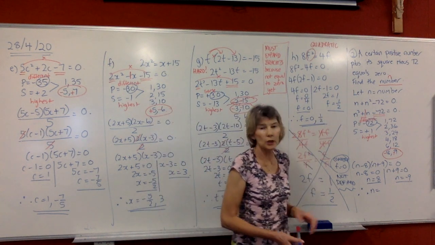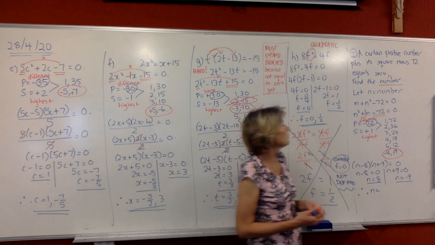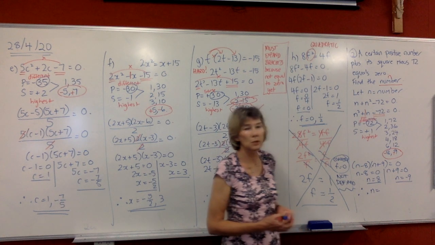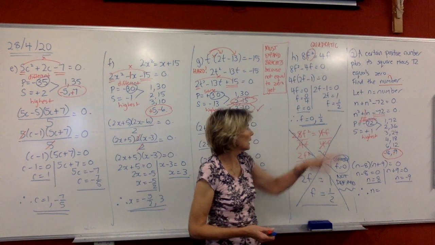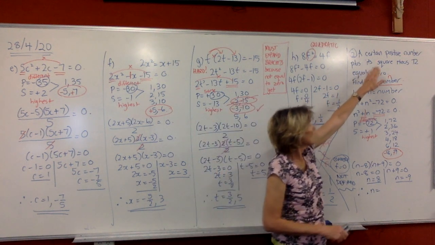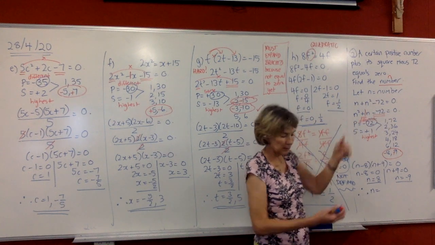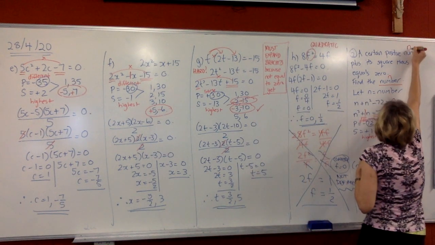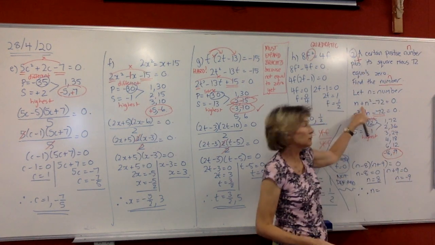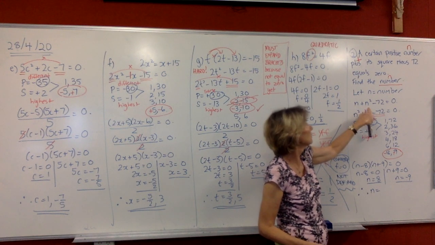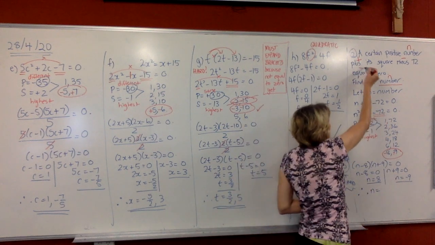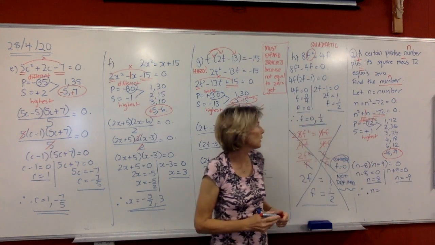Alright, this last question is a word problem. A certain positive number plus its square minus 72 equals 0. Find the number. So we're going to let n equal the number and try and form an equation. So it says certain positive number, we're going to call that n. There it is. Plus its square, n squared, minus 72 equals 0. So we formed our equation.